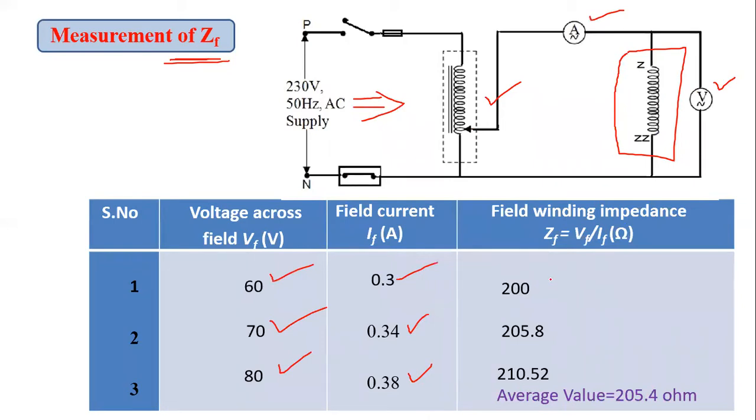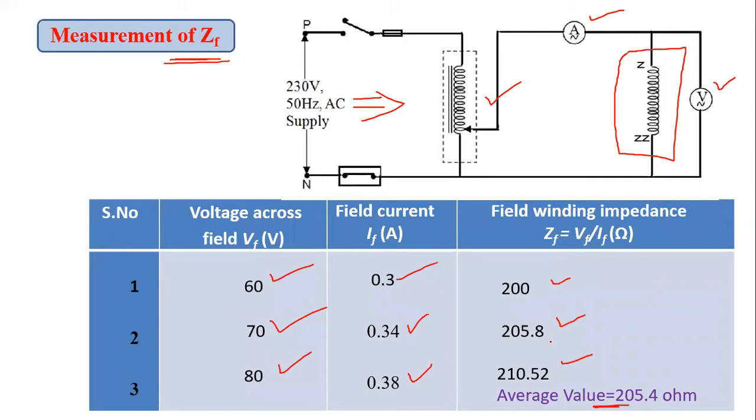Once we know this voltage and the current, from ZF is equal to VF by IF, we identify the impedance for each and every case, and the average of these three values we take as the final impedance of the field winding. For finding the impedance, we are applying AC voltage through an auto transformer to the field winding, and by varying it, we can apply 2-3 voltages, and from that average value we take the field impedance.